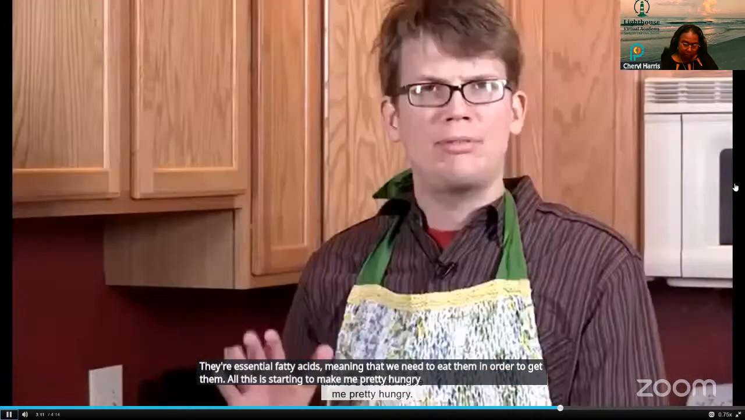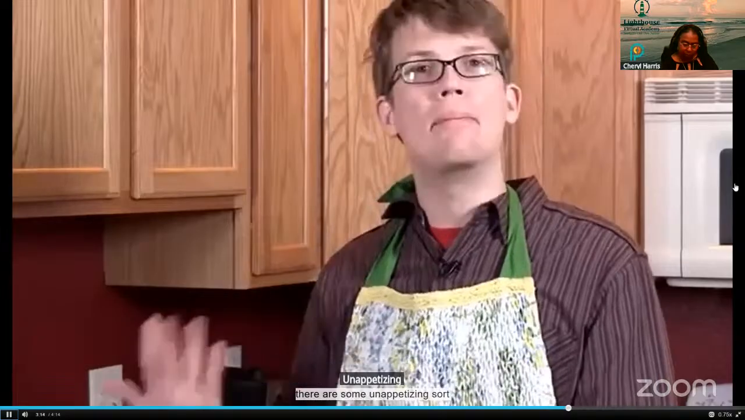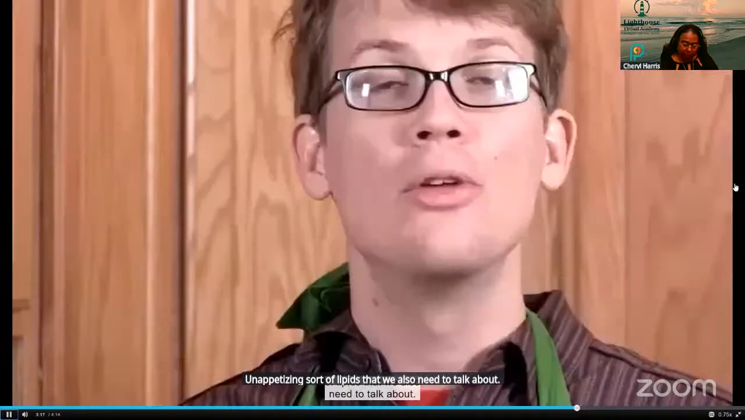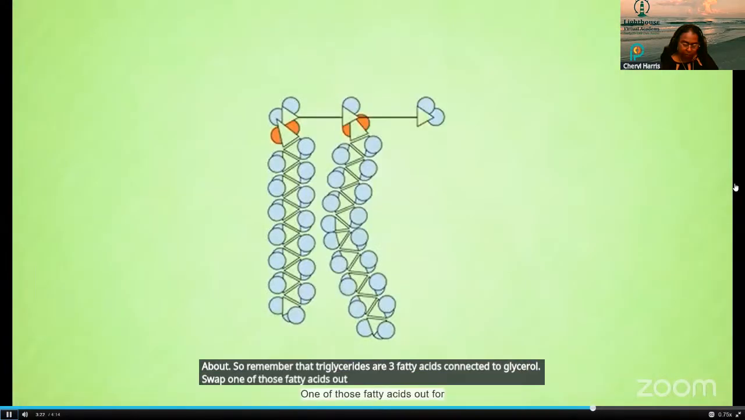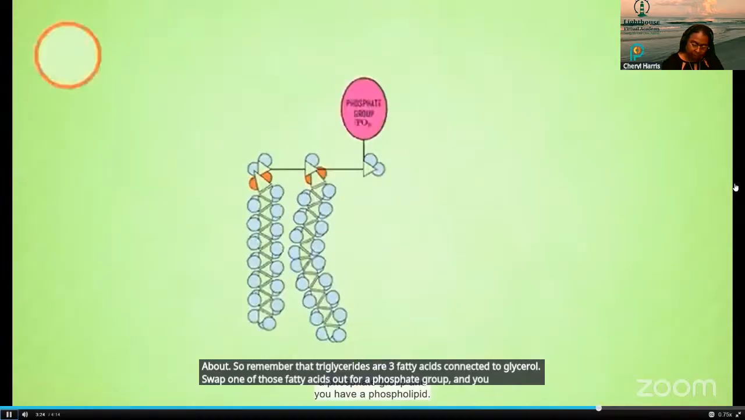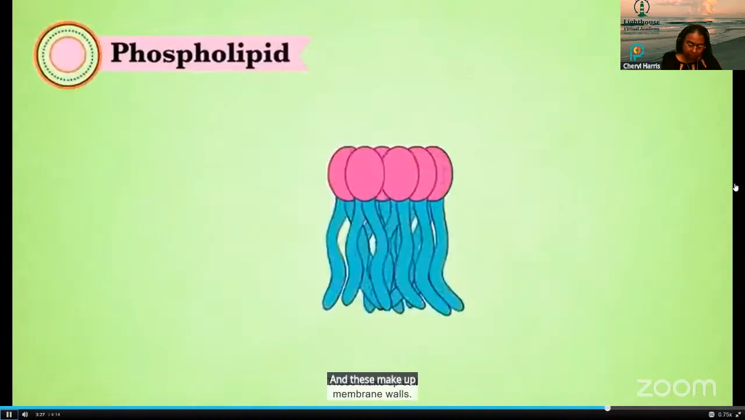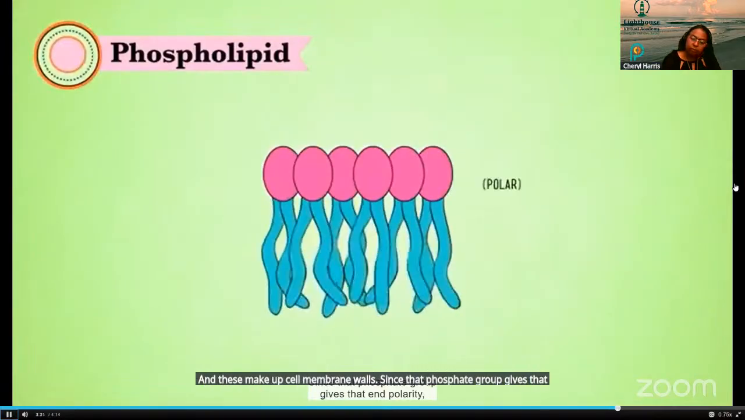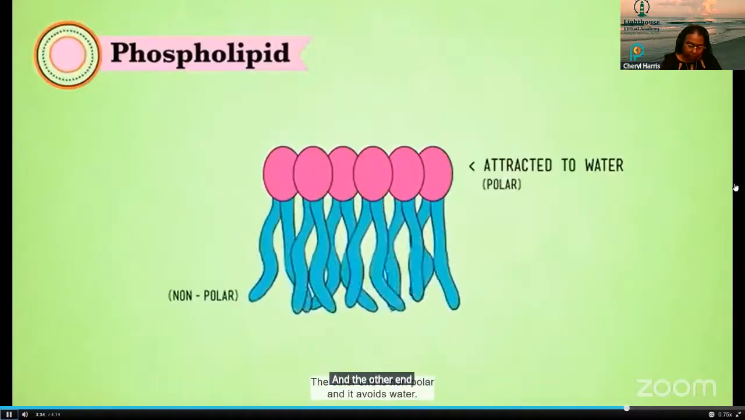But before we get to more food stuff, there are some unappetizing sort of lipids that we also need to talk about. So remember that triglycerides are 3 fatty acids connected to a glycerol. Swap one of those fatty acids out for a phosphate group and you have a phospholipid. And these make up cell membrane walls. Since that phosphate group gives that end a polarity, it's attracted to water. And the other end is nonpolar and it avoids water.